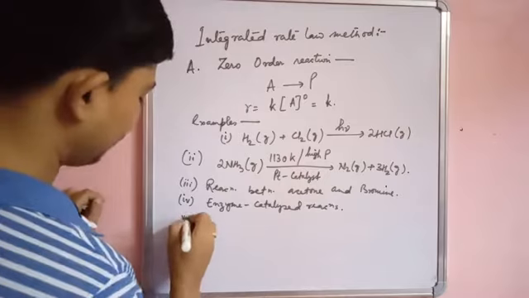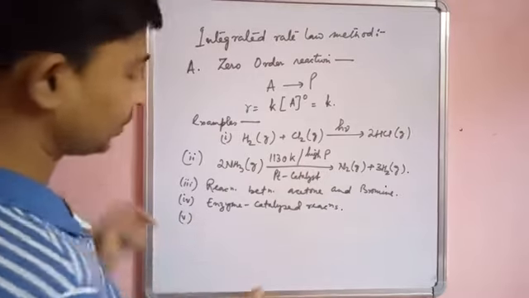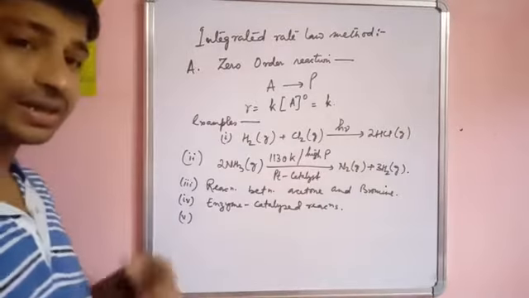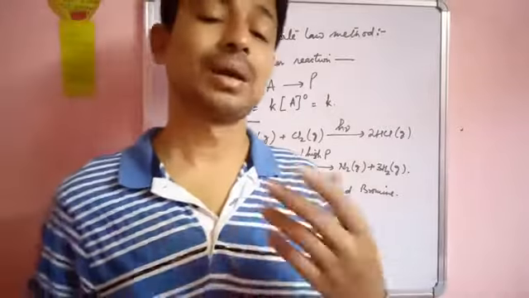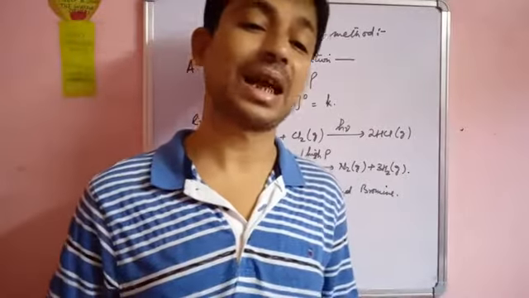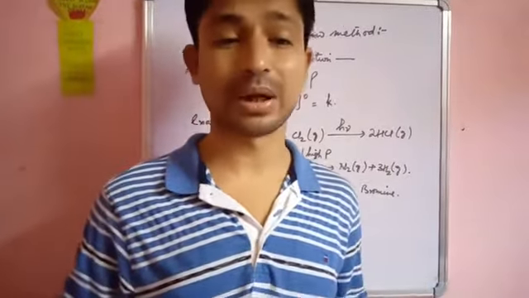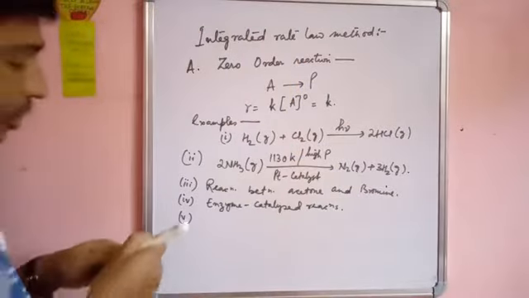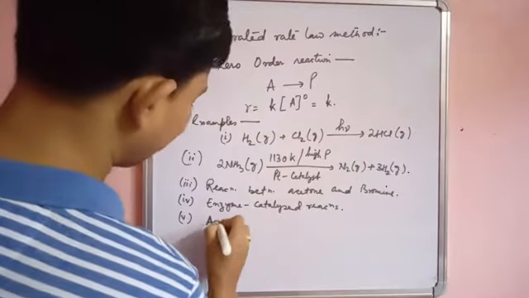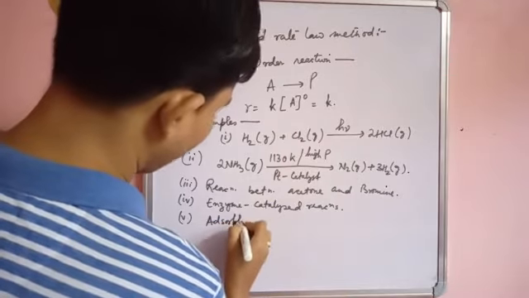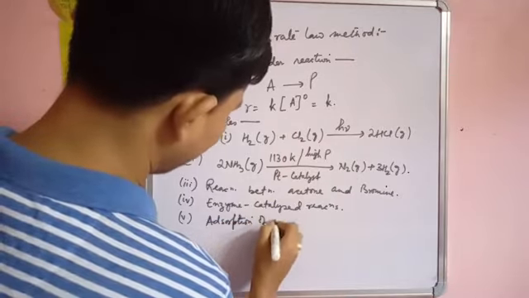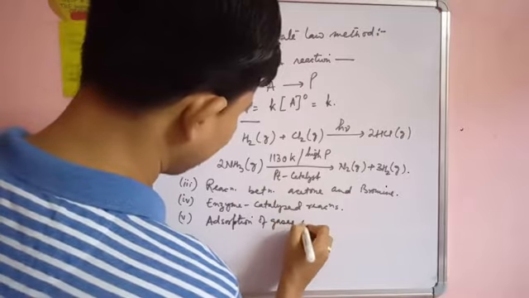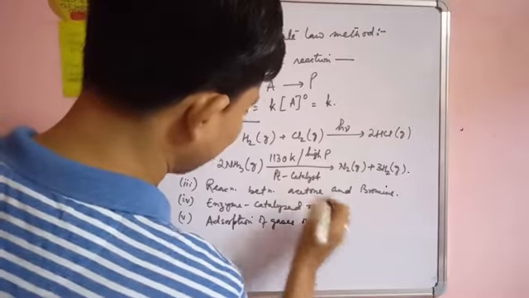The fifth one is when the reaction uses some catalyst, that is some metal surface is used as catalyst. Those reactions are said to be of zero order reaction. That is adsorption of gases on metal surface, like this one.